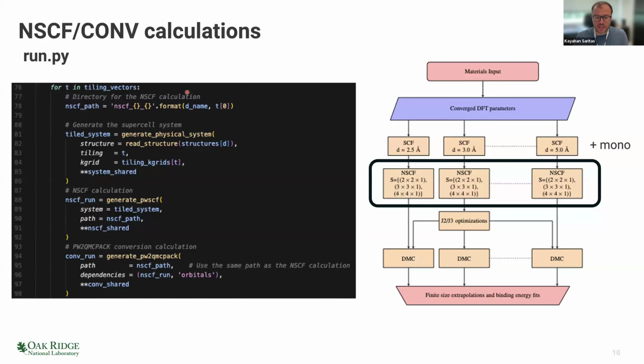So in here, after getting into the interlayer separation loops, which is controlling every string in here, this tiling vector is actually controlling a single element within this loop. So in here, we define the tile system, which is using the tiling vector, which is either 2 by 2 by 1 or 3 by 3 by 1 or 4 by 4 by 1, and the K grids is using the dictionary that we defined earlier, which is setting up the twist density.